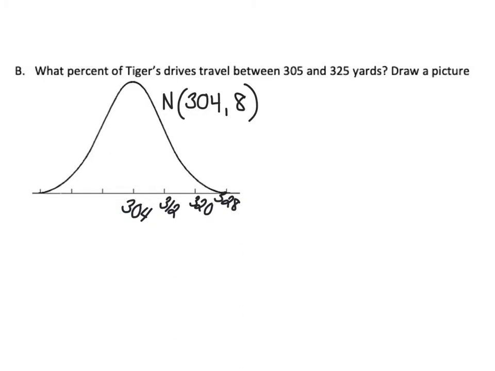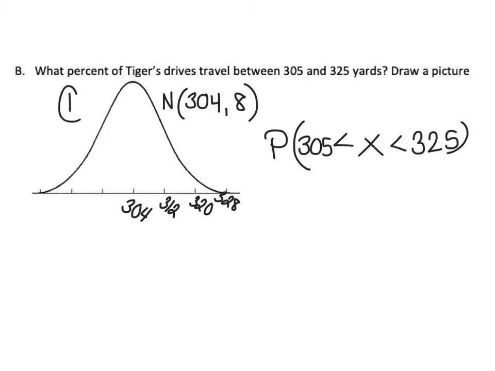In the second example we looked at about Tiger Woods, the question was, what percent of Tiger's drives are between 305 and 325? As always, you would begin by sketching your picture, 305 to 325. You're finding this interval, and that's going to give you your lower bound and your upper bound when you now switch to the graphing calculator to do normal CDF.